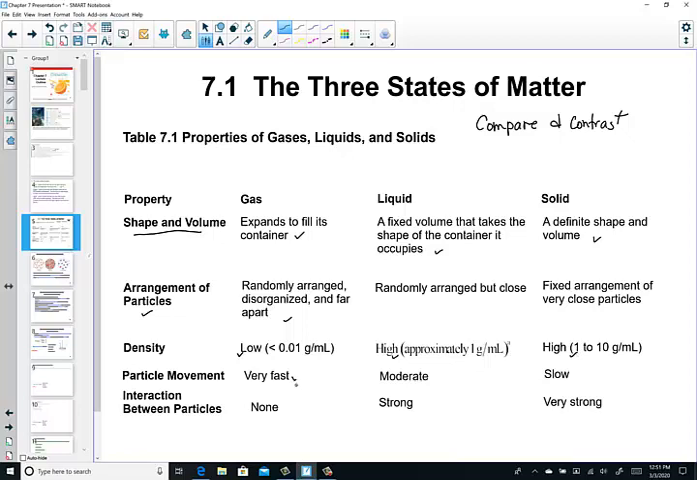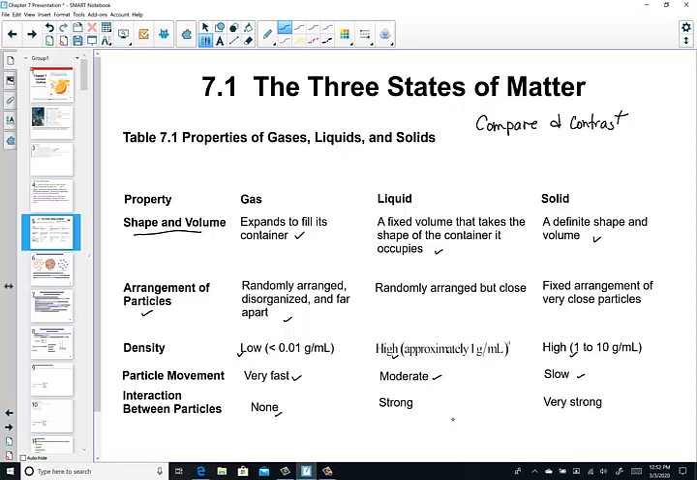The kinetic energy of gases is very high. The velocity of those molecules is very fast. Liquids are moderate, and of course solids are extremely slow. In the interaction between gas molecules, well, they ignore one another. There are no interactions, but liquids and solids do have very strong intermolecular forces.